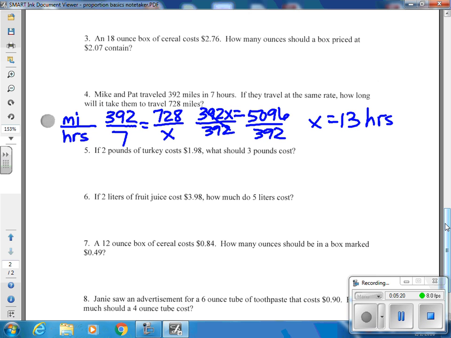If you're not sure what the unit is, go back and read the question. The question will tell you which one you need. It says how long will it take them, so it has to be a unit of time. So use some common sense when it comes down to that so that you can get the right unit there. Right? The number's half the battle, but the unit's the other half.